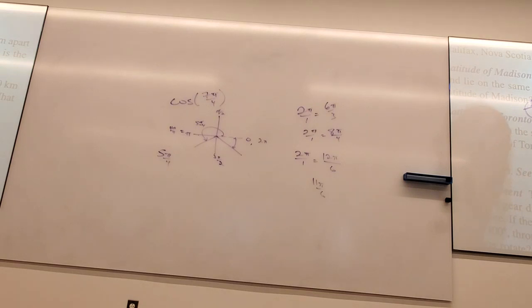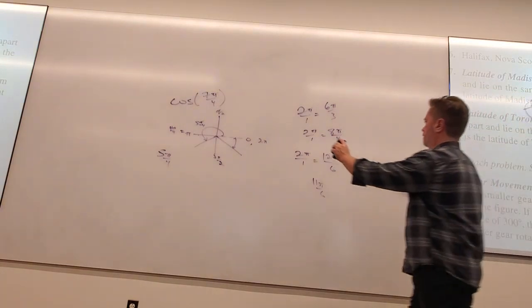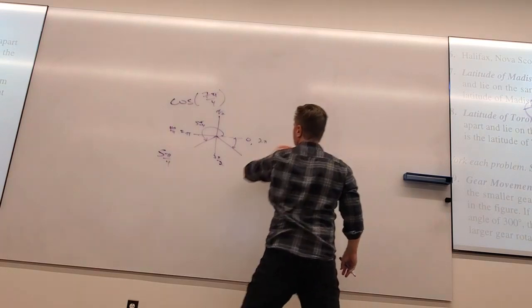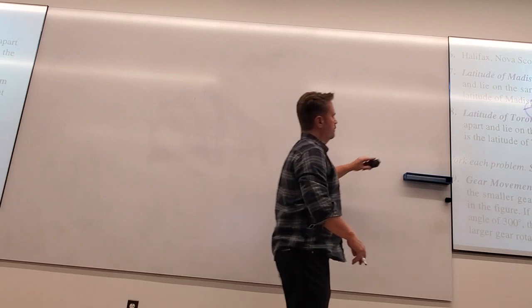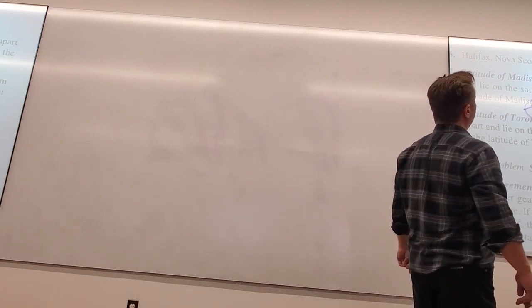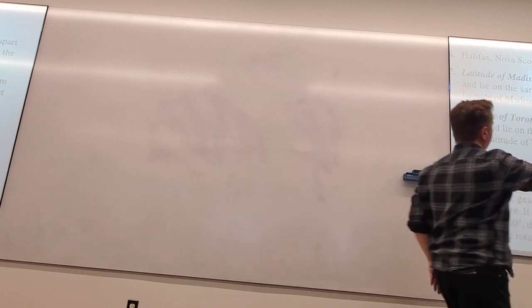All right, so let's see. Madison, South Dakota, and Dallas, Texas are 1,200 kilometers apart, and they lie on the same north-south line. The latitude of Dallas is 33 degrees north. So what is the latitude of Madison? 11. So you got to draw this picture. Let's see. I tried a bunch of different ways to do it. Oh, 1,200 kilometers apart, lie on the same north-south line.